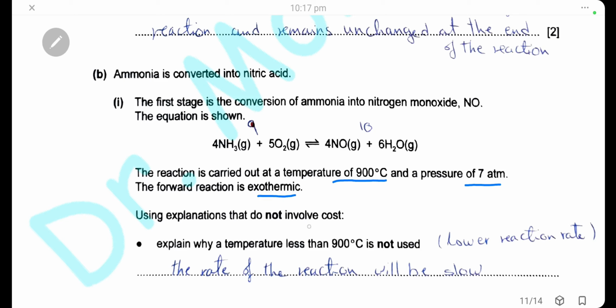Using explanations that don't involve cost, explain why temperature less than 900 is not used. We cannot use temperature less than 900 because the rate of reaction will be slow. As by decreasing temperature, the kinetic energy of the particles will decrease, so they will move slower and we will have less frequent collisions, and this of course will decrease the rate of reaction.